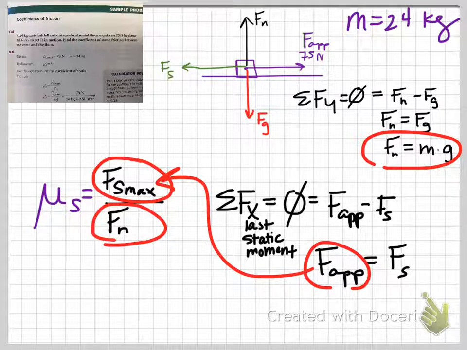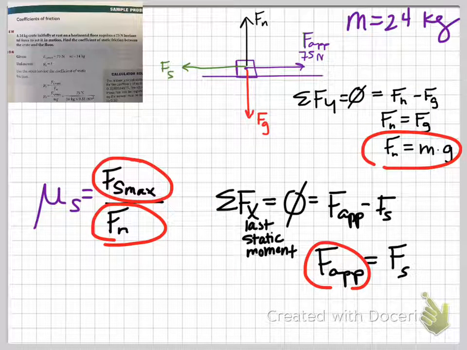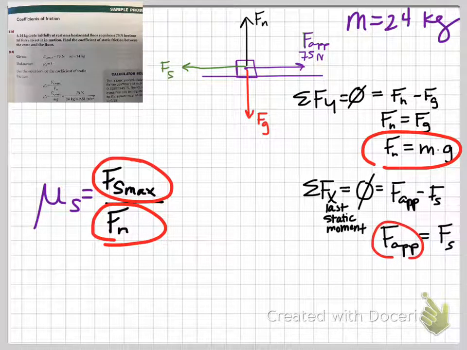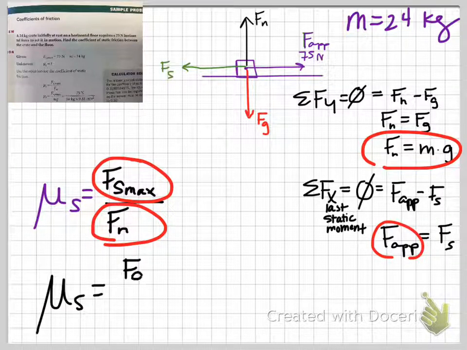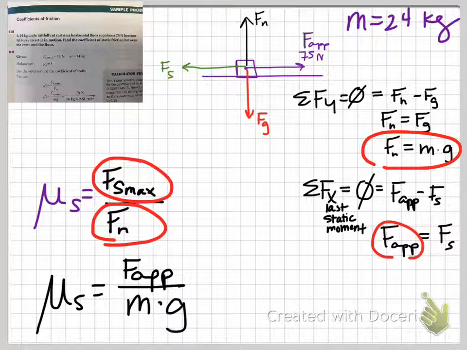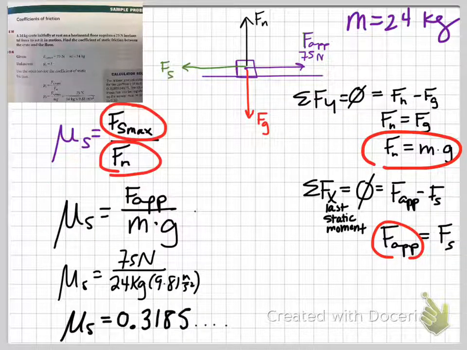So now that we have all that, I'll shrink this. Because we've proved those, we can rewrite mu s equals force applied over mass times gravity. Go ahead and get a raw answer. Okay, so I get mu s equals 0.3185, on and on and on, spare change. What are my units?